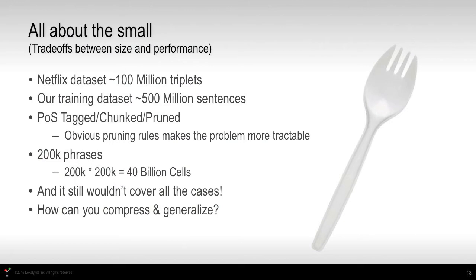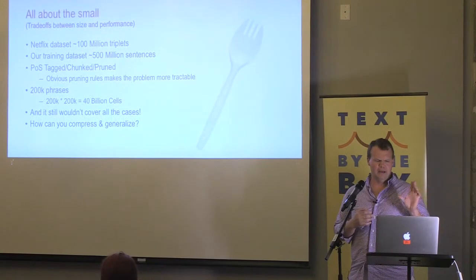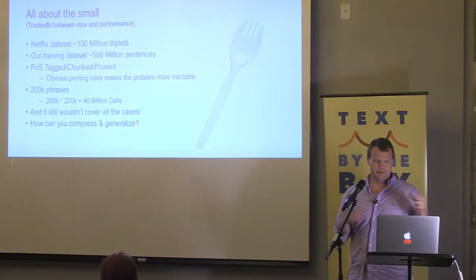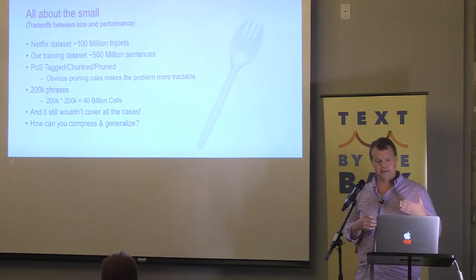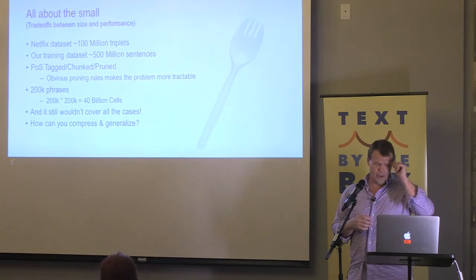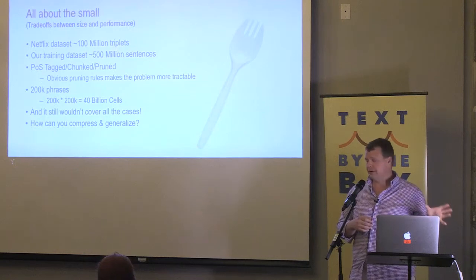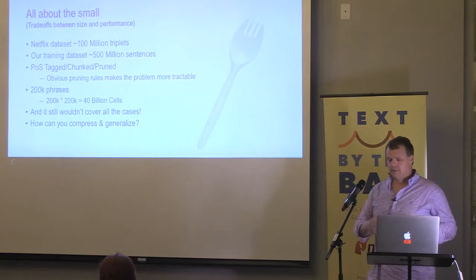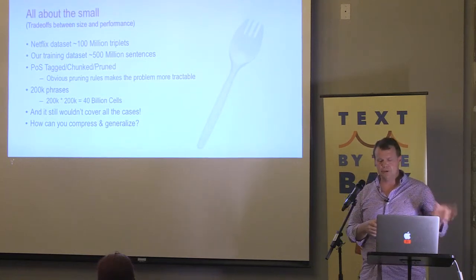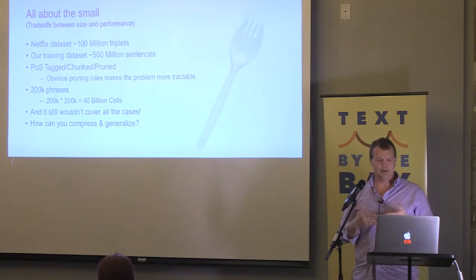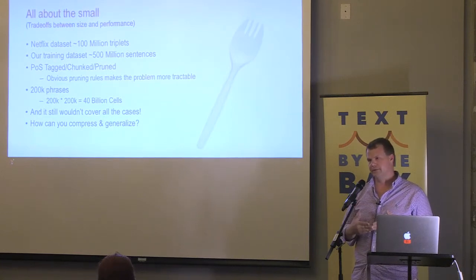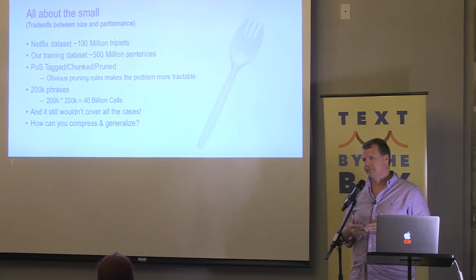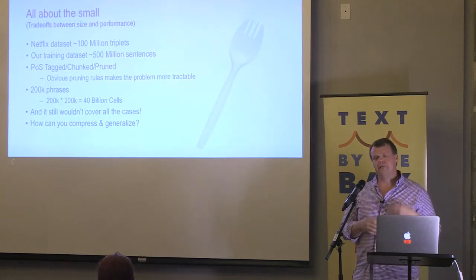Let's talk about kind of how big this problem is and trade-offs between size and performance, much like a spork. So the Netflix data set was about 100 million triplets. Our training data set is about 40 gigs of English text, about 500 million sentences. Once we do the pruning that I talked about before, it makes the problem more tractable because you drop it down, but you still end up with about 200,000 chunks. And so you're looking at a matrix of 200,000 by 200,000, or 40 billion cells in the matrix. That's a lot to carry in memory, and it's very brittle.